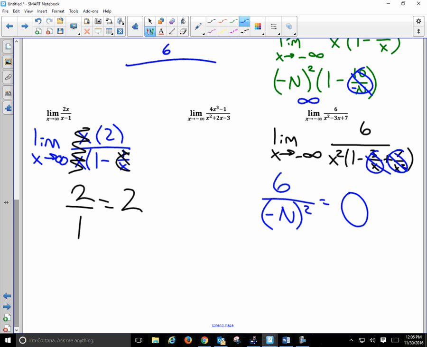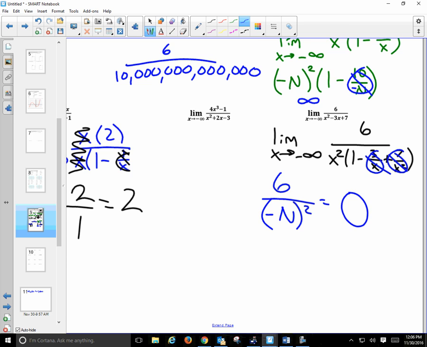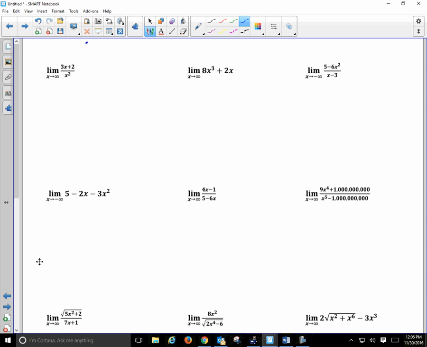This is a very big number squared, right? What happens when you take a very big number and you square it? You get another bigger number. We'll pick a big number here, 10 quadrillion. 6 divided by 10 quadrillion, you're going to have a super tiny number, right? 0. And it sounds like 10 quadrillion is a really big number, but it's not when you compare it to the infinite set of numbers.